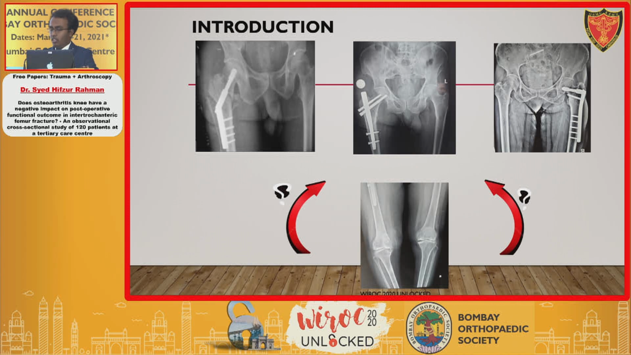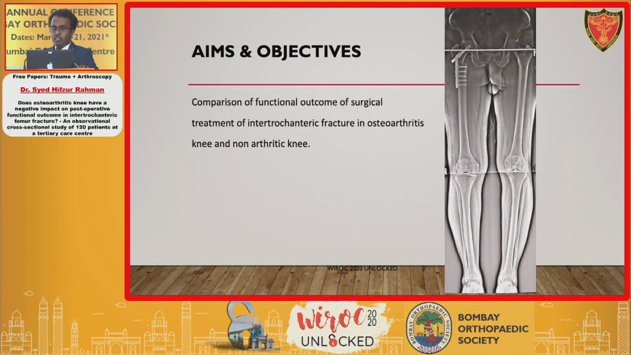It has been theorized that with knee joint degeneration, the lines of force change, the hip anteversion changes, knee flexion deformity occurs, and the power of the lower limb muscles changes, and all these have a bearing on overall mechanical alignment. Our study compares the functional outcome of surgical treatment of intertrochanteric fractures in osteoarthritic knee and non-arthritic knee.